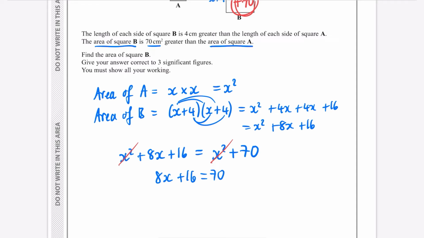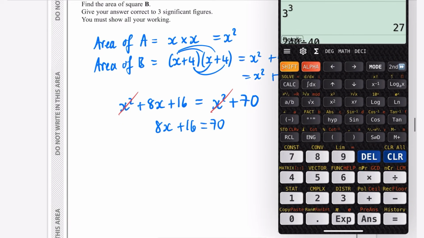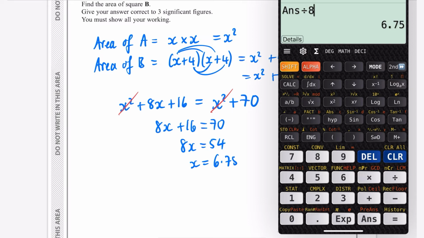I haven't even read what the question is. I often do these things because you just think, let's just do some maths. So I'm going to do 70 take away 16 to try and solve the equation. So 8x is equal to 54. And then I'm going to divide by 8 to find out what it is. Whoops, let's press equals, and then I'll do the answer divided by 8. So x is equal to 6.75.